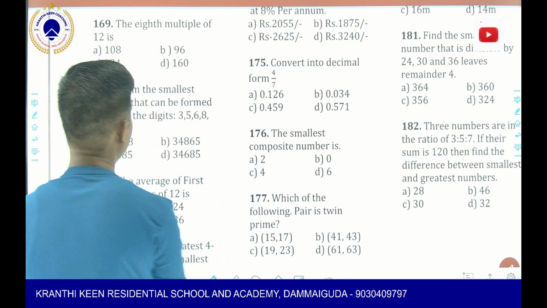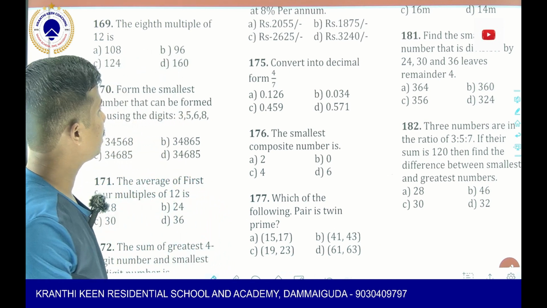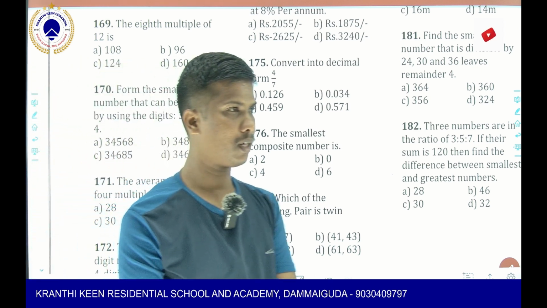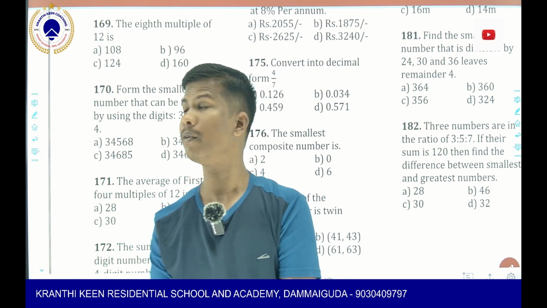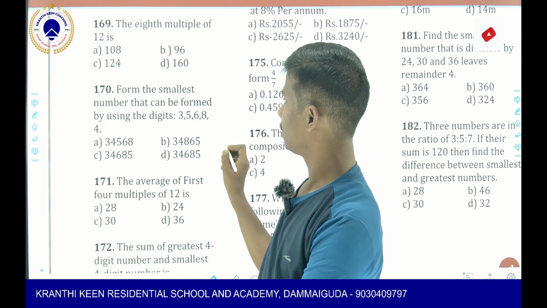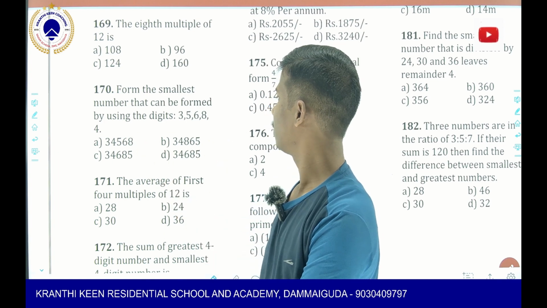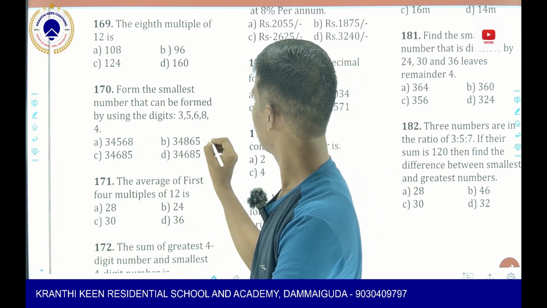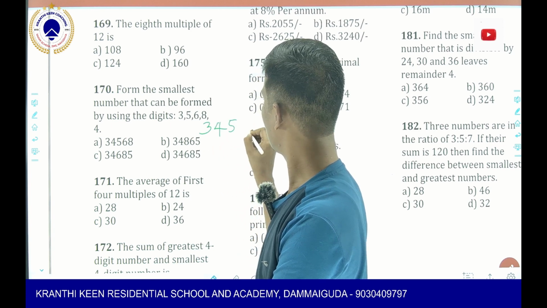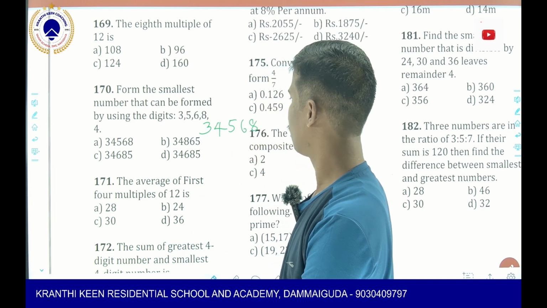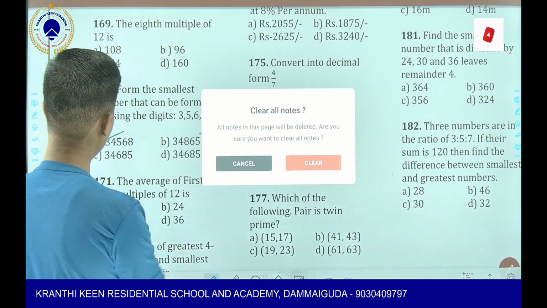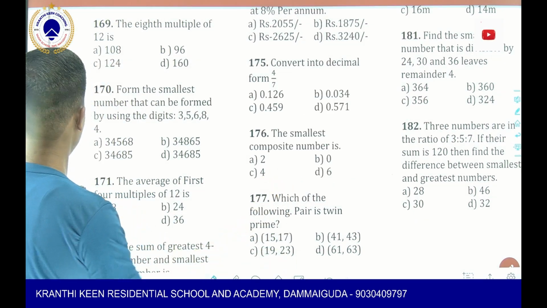You see, form the smallest number that can be formed by using the digits. For this type of question, whenever he asks to form the smallest number, check whether there is zero or not. Zero confuses you. If there is no zero, it will become easy. Zero is not here, so it will be easy. What will be the first smallest number here? 3. Next 4. Next 5. Next 6. Next 8. 3, 4, 5, 6, 8 is the correct answer. Question number 170, what will you get? Option A.